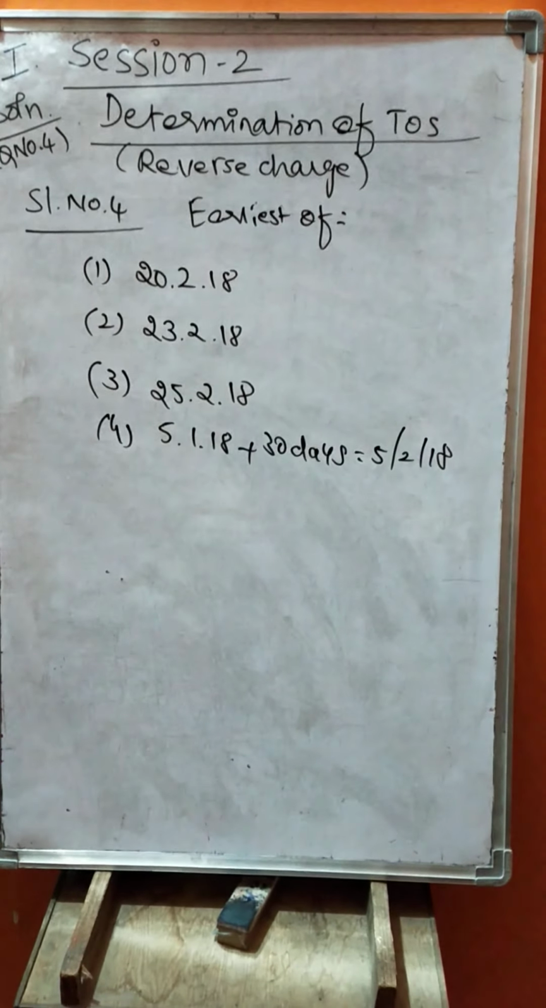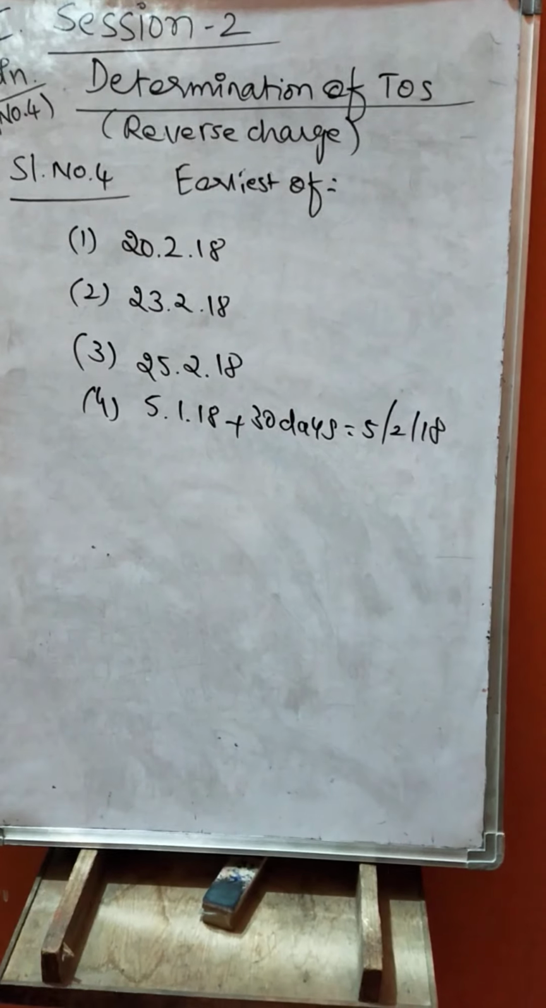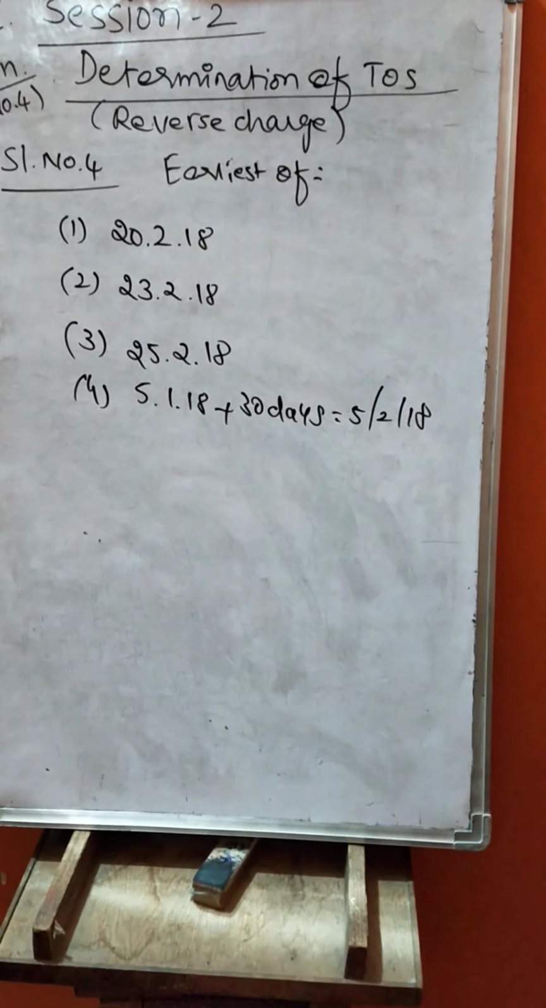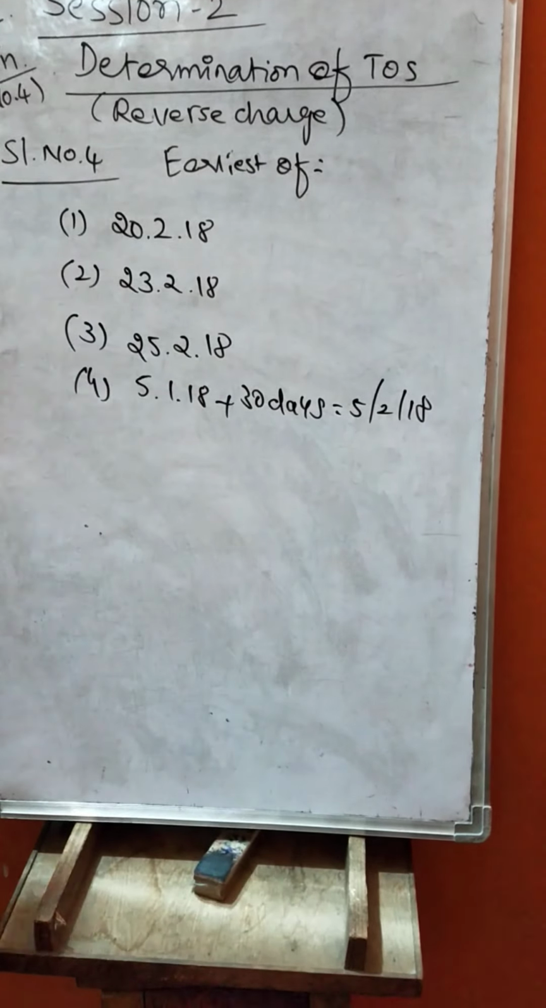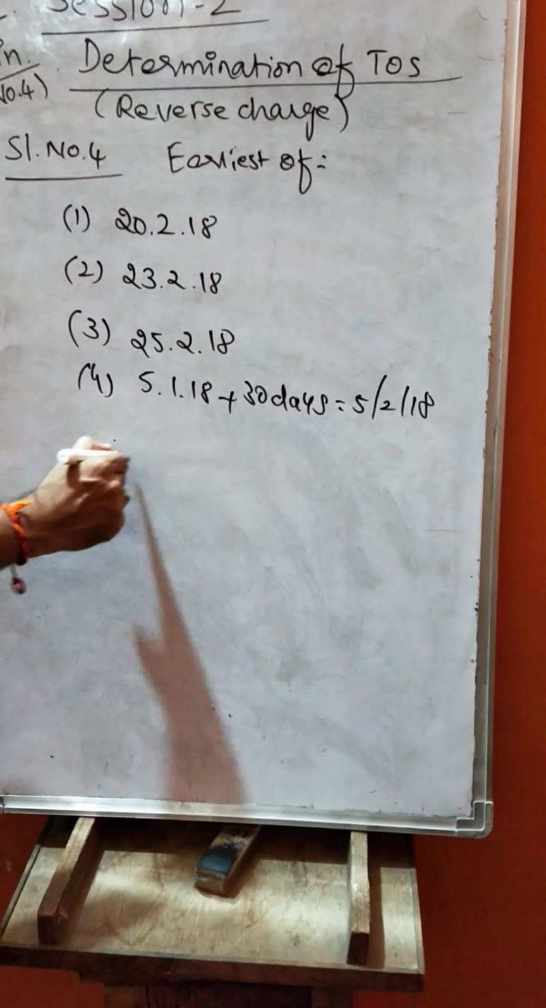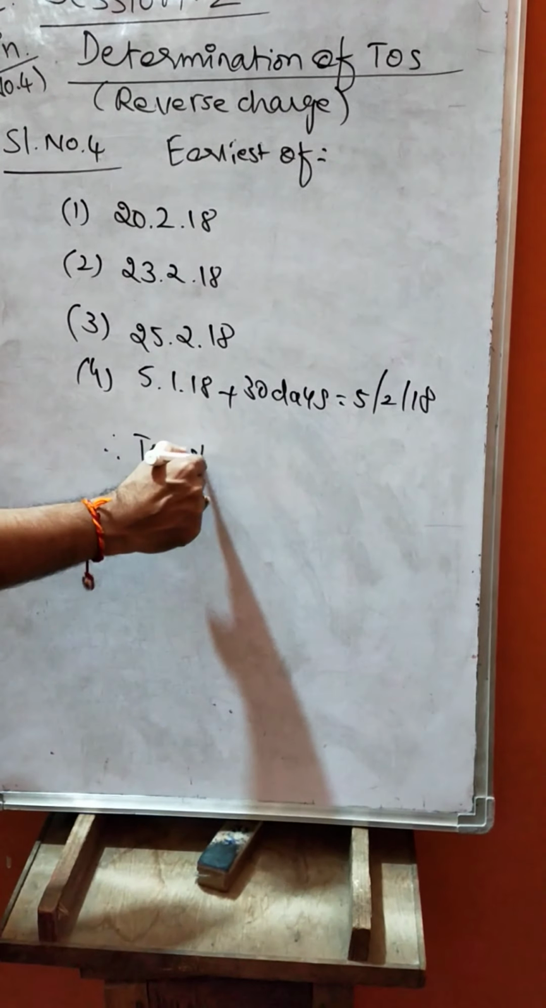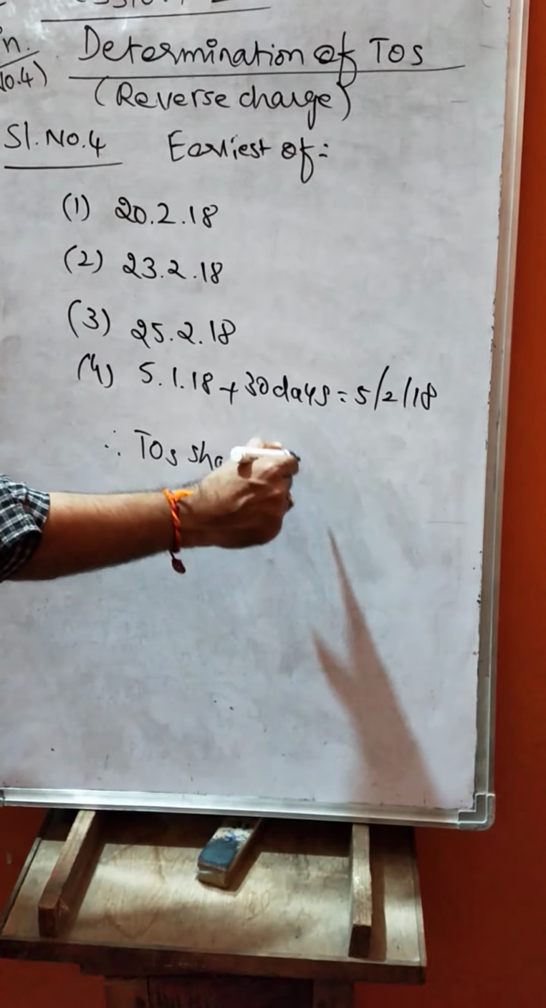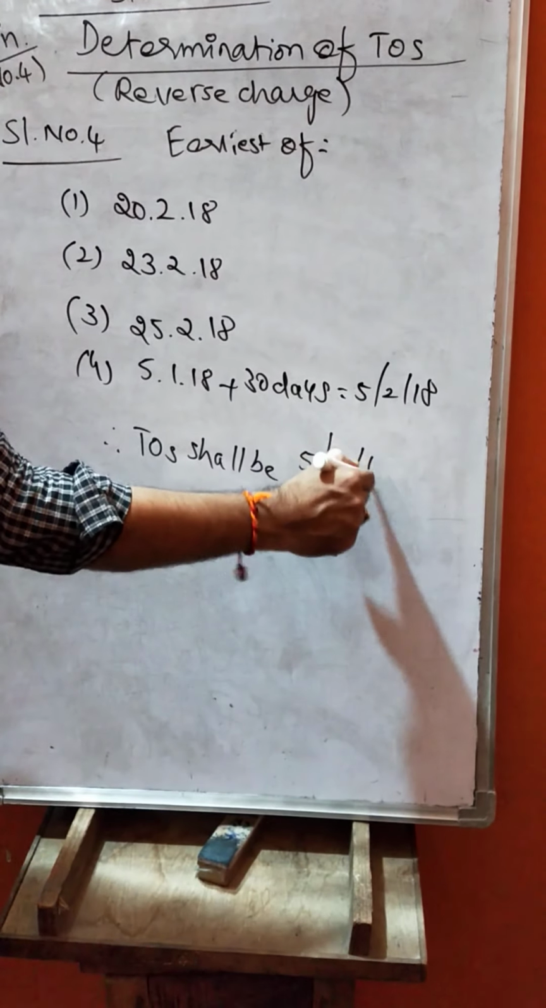Look at the 4 dates. 20th February, 23rd February, 25th February and 5th February. Which is the earliest of these? Therefore, time of supply shall be 5th February 2018.